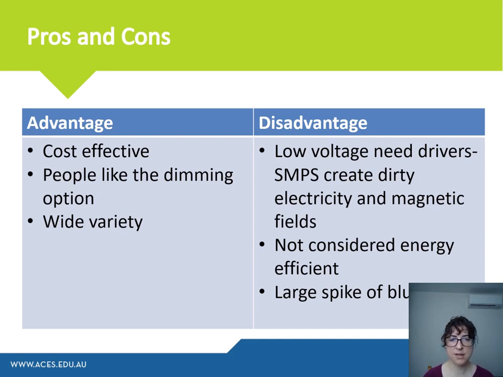So the advantage is that they're cost effective. People like the dimming options as well, and there's such a wide variety. You've got such a wide variety in terms of kelvins as well, if you want warm or cool. So the intensity of light can change quite easily with them.